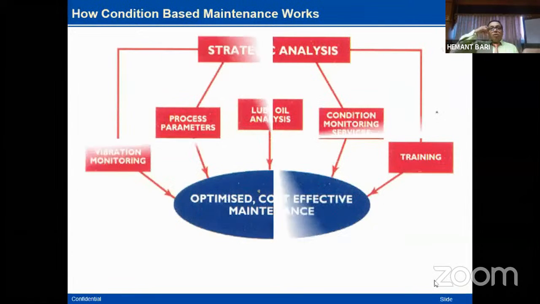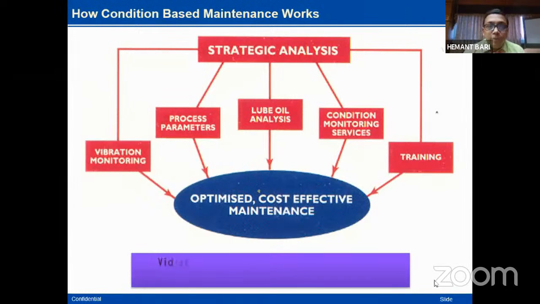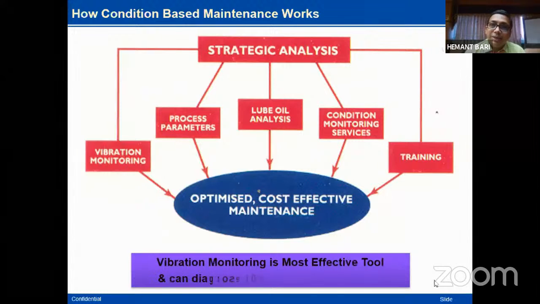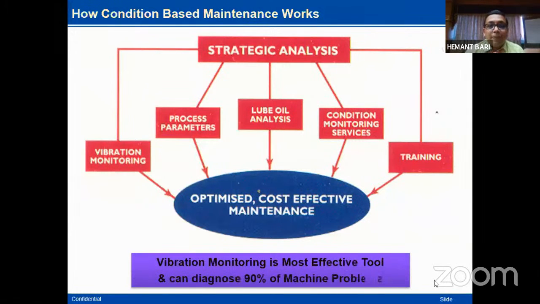Now, how does condition based maintenance work? जो maintenance condition based recommendation से किया जाता है, that is condition based maintenance, and the prime pillar or the base of condition based maintenance is vibration monitoring. Without vibration monitoring, you cannot start any condition monitoring program. So vibration monitoring is the most effective tool and can diagnose 90% of the problems. So vibration monitoring is a very, very basic thing.